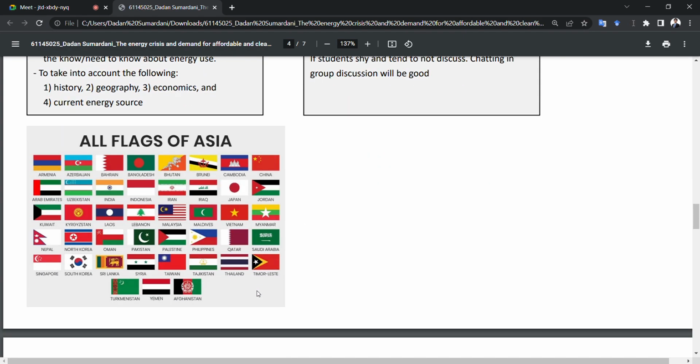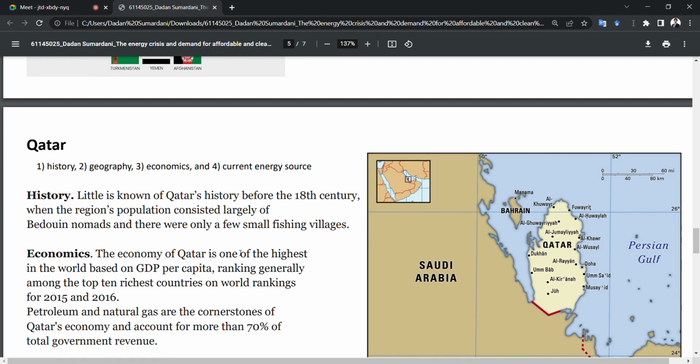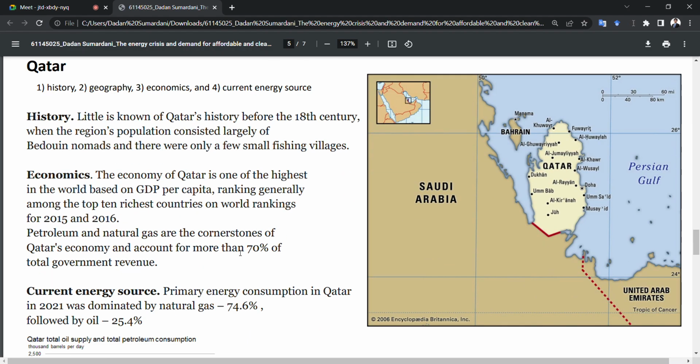So they need to pick an Asian country of interest. For example, we can choose Qatar here. So student in a small group, they need to discuss the history, geography, economy, and current energy sources. For example, in history, little is known of Qatar's history before the 19th century, when the region's population consisted largely of Bedouin nomads.